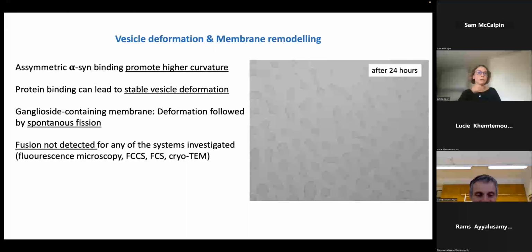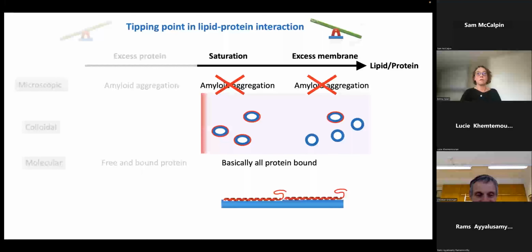So to conclude, we can say that the asymmetric binding of alpha-synuclein promotes higher curvature, that the protein binding leads to stable vesicle deformation, and that when we have gangliosides there, there is spontaneous fission, and there is no detectable signs of fusion. So here I'm now trying to fill in on this side.